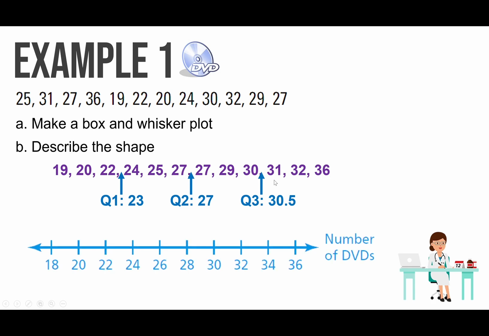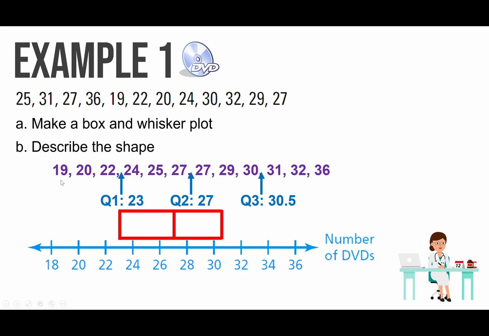Okay, now that I have my quartiles 1, 2, and 3, I can draw my box. I'm going to draw a line at 23. So here I go, 23 is right here. So draw a line. I'm going to draw a line at 27, right here. And then I'm going to draw a line at 30.5, which is going to be right here. Okay, I'm going to make it into a box. Done. Now I need to draw the whiskers.